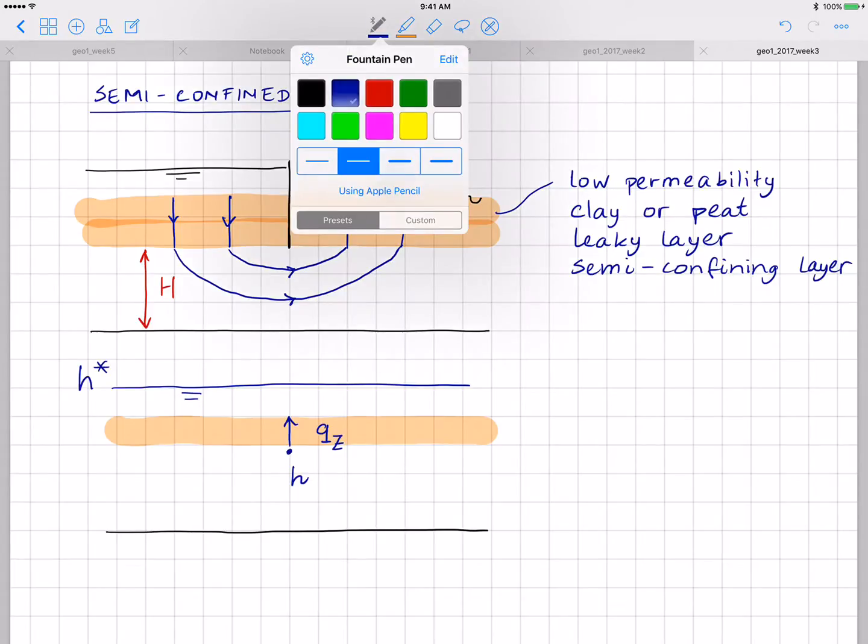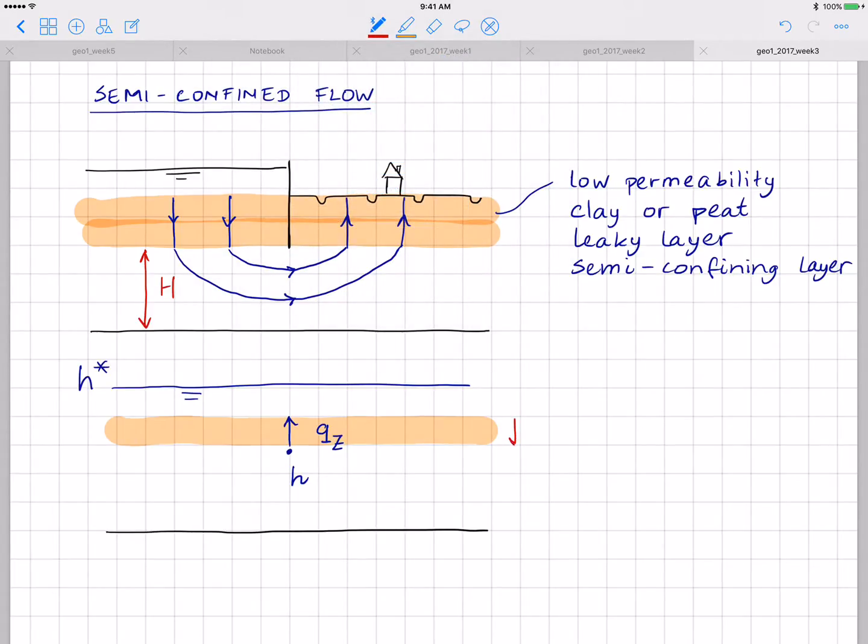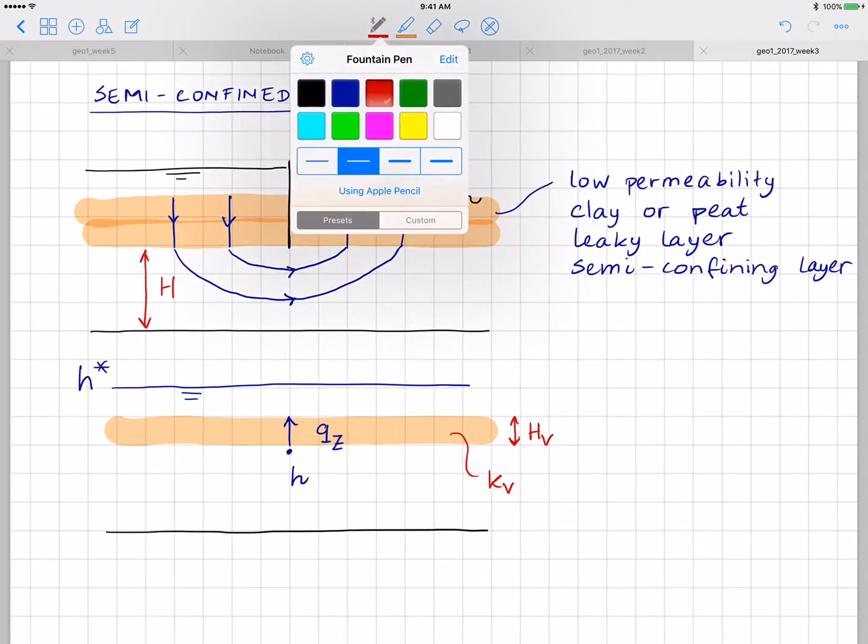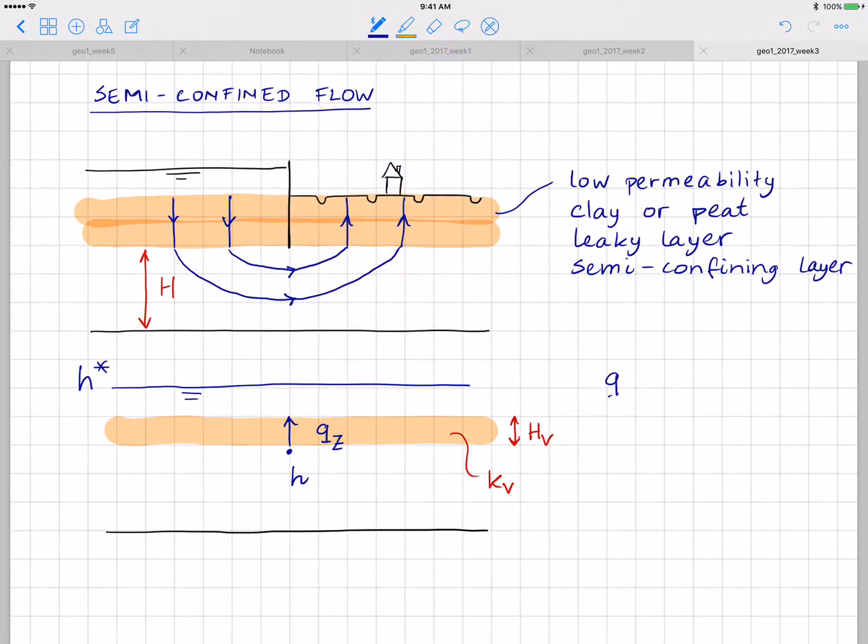Of course, that means we need to know the thickness of the leaky layer, HV, and the hydraulic conductivity of the layer, KV. The V stands for vertical. And we can write down Darcy's law for flow through the leaky layer. qz is equal to the head in the aquifer minus the head above, divided by the distance between them, HV, and then multiplied by KV, the hydraulic conductivity of the leaky layer.